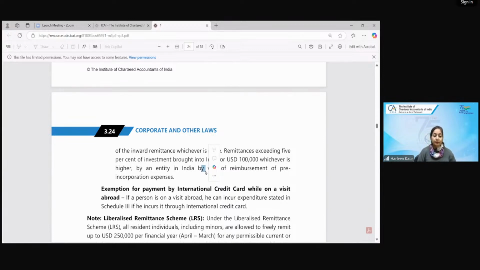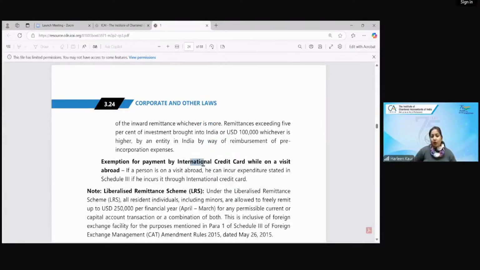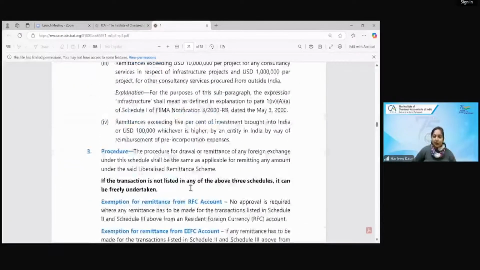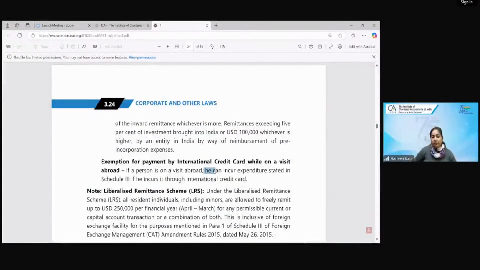Everybody's clear? Now, if you are roaming to Thailand, Bangkok, and you have your international credit card, can you use it? It says if you're touring outside India, then you can make the payments from an international credit card. There is no problem in that. It is freely exempted. He can incur the expenditures in Schedule 3 also if he incurs it from the international credit card. So simply, exemption of EEFC, RFC account, and exemption of international credit card.